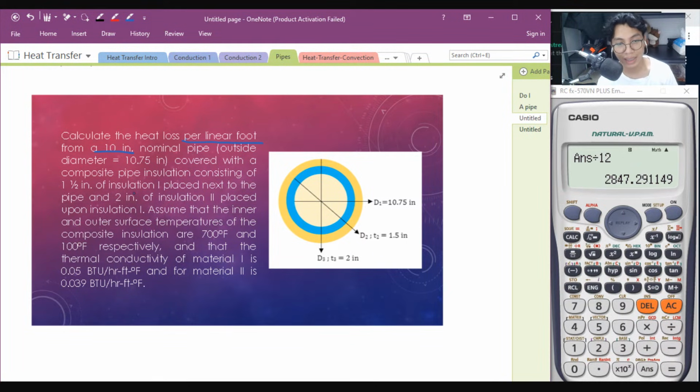Nominal or normal size. Okay? For sizing, there's a chart for that. So, adjusted size or the allowances. That's the correct one.